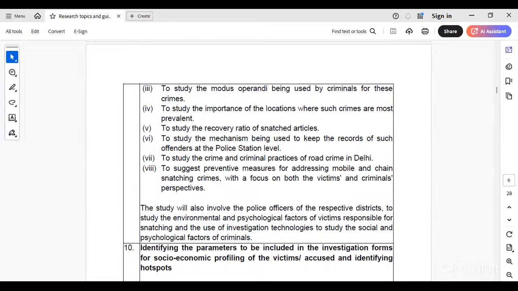Introduction, review of literature, research methodology, analysis and interpretation, and suggestion and conclusion. Suggestion and conclusion is a single chapter. It is not one chapter for suggestion and one chapter for conclusion. Suggestion and conclusion together make the fifth chapter. That's all.